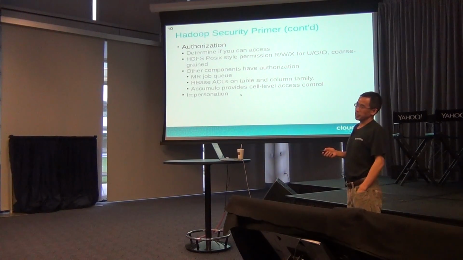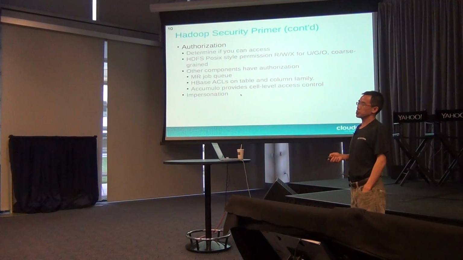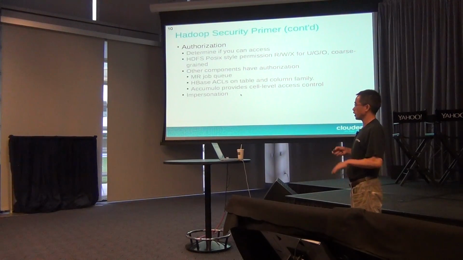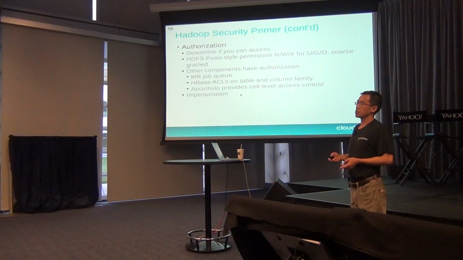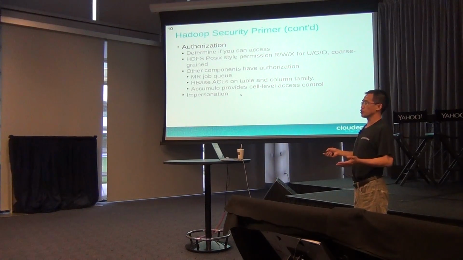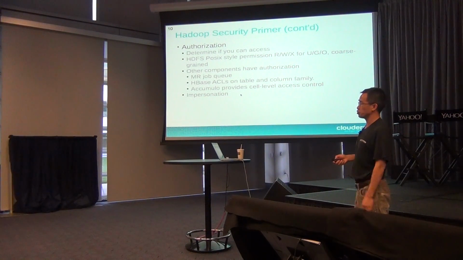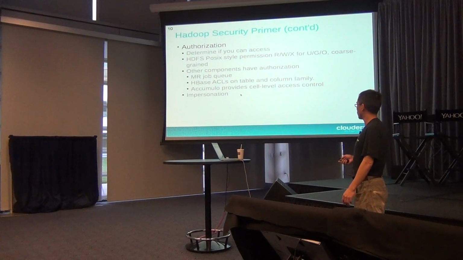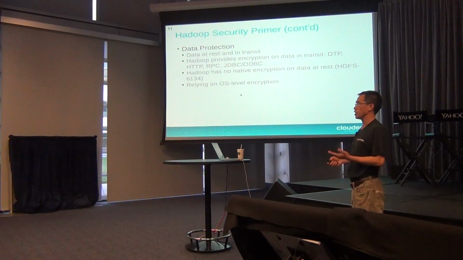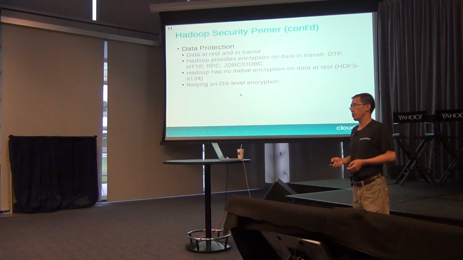Impersonation is sometimes used when a component of a tool has no way to do authorization, so it impersonates the user, hoping that the underlying system, like HDFS, will be able to do the authorization for the user. Data protection is mostly about encryption, so data can be in transit or at rest.